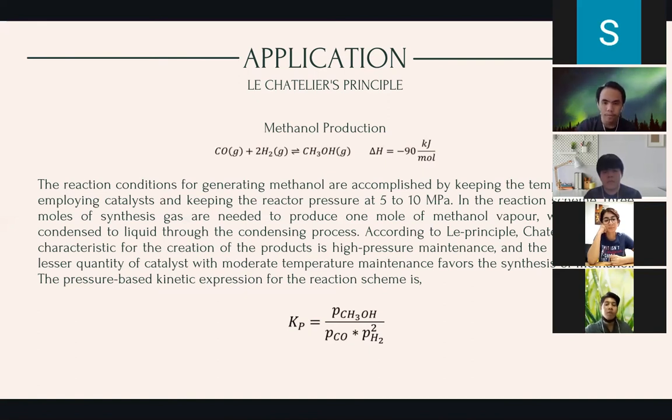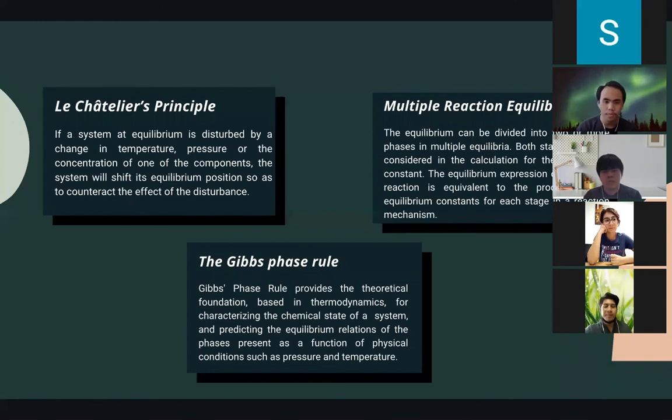I'm now moving to the summary of our presentation. So from our presentation, we can have a look at the equilibrium change for the reaction. It tells us about Le Chatelier's principle. If a system at equilibrium is disturbed by a change in temperature, the pressure or the concentration of one of the components, the system will shift its equilibrium position so as to counteract the effect of the disturbance.